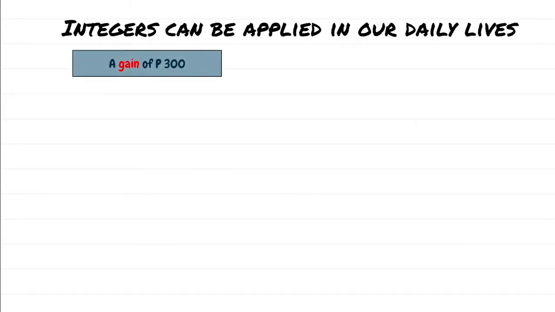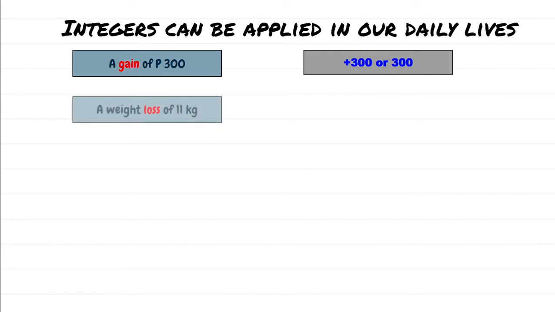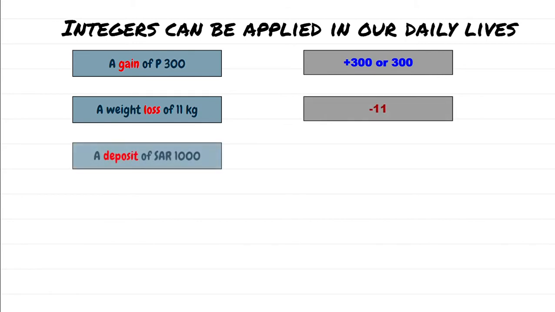A gain of 300 pesos. Our clue here, gain, means that this is a positive integer. Positive 300. A weight loss of 11 kilograms. Our clue word here, loss, means that this is a negative integer. Negative 11. A deposit of 1,000 reals. Our clue word, a deposit, means that this is a positive number. Positive 1,000.